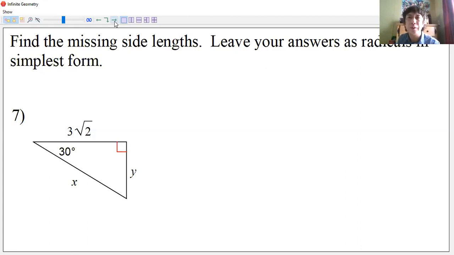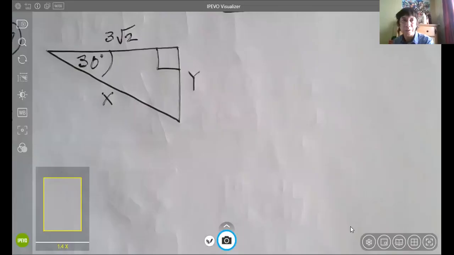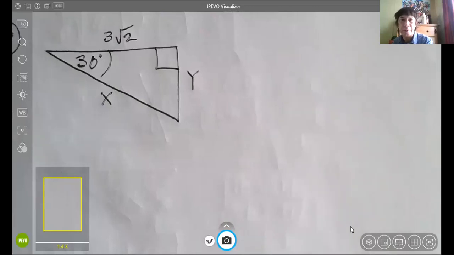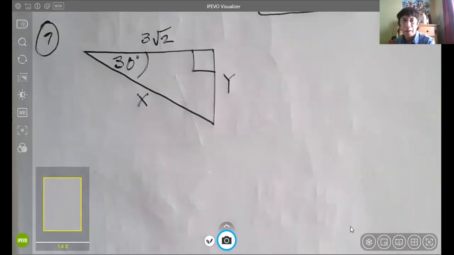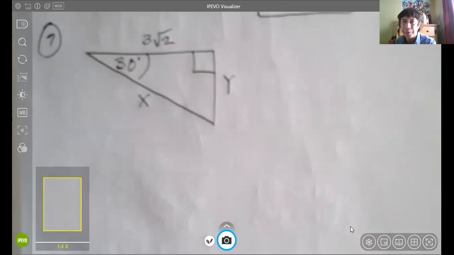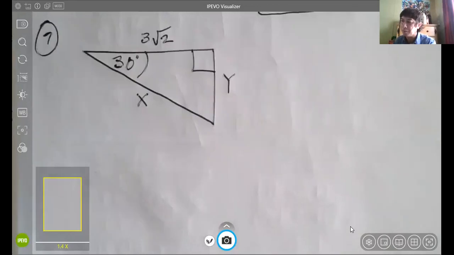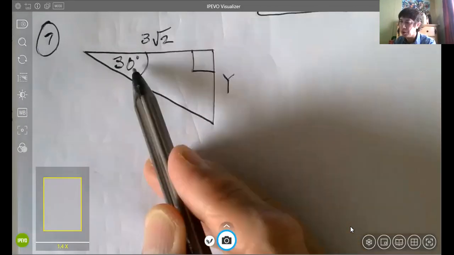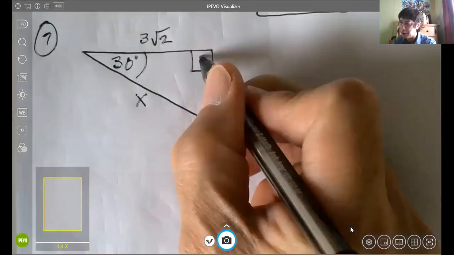Okay, let's change screen. Let's move to the working screen. This one goes to number 7. Let's see what we have here. We have a 30 degrees and a 90. 30 degrees, and by this symbol, this one is supposed to be a 90.